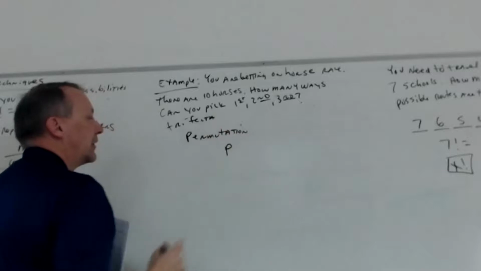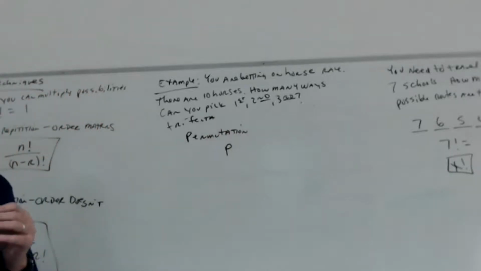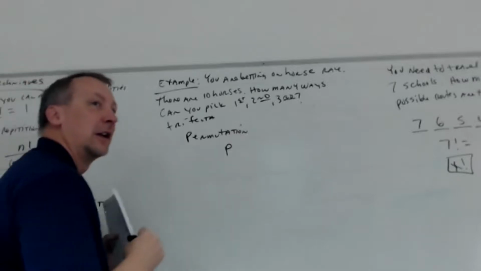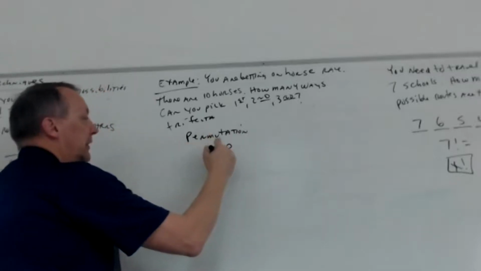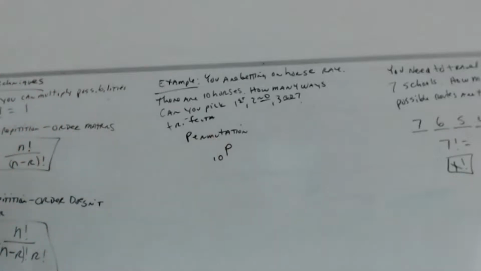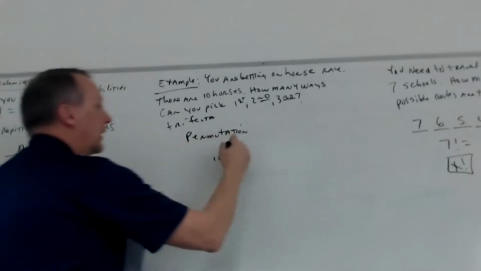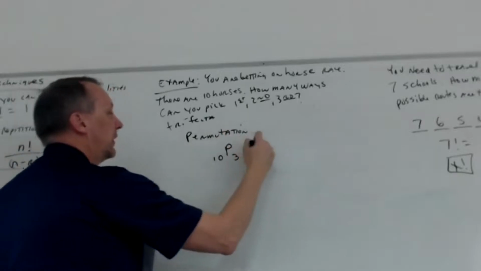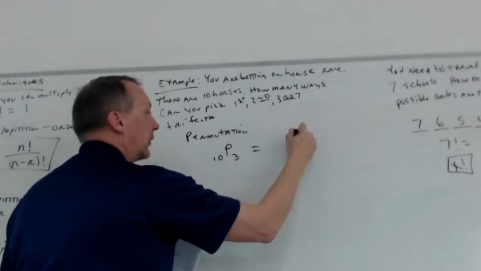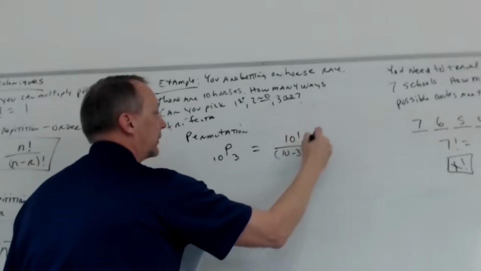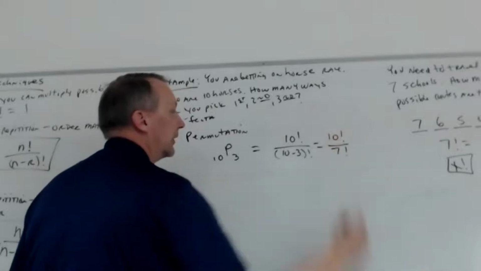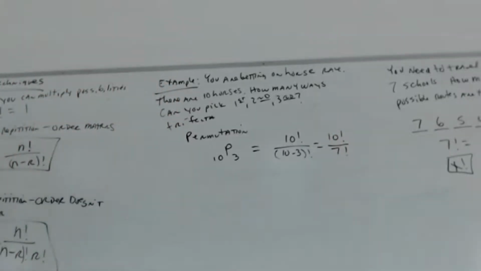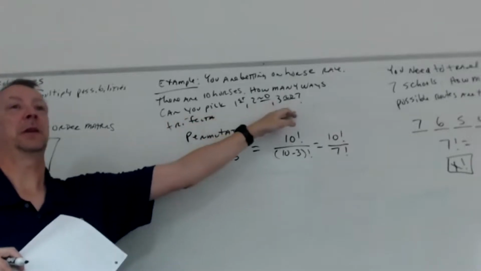Okay, so it's a permutation of n. N represents how many options there are, and how many options are there? There's 10 horses. And how many do you have to pick in the correct order? 3. Okay. So it's a permutation of 10 choose 3, which is going to be 10 factorial over 10 minus 3 factorial, which is 10 factorial over 7 factorial. And so what is r? r is the number that you choose. Okay, so we've got first, second, and third we're worried about.